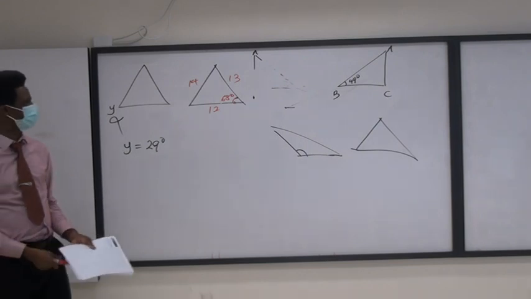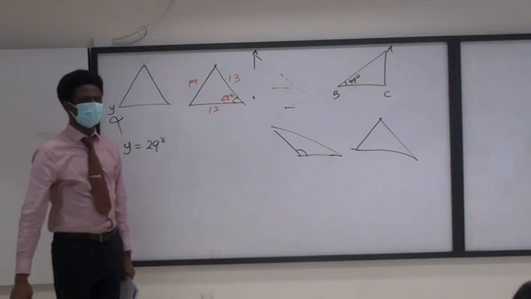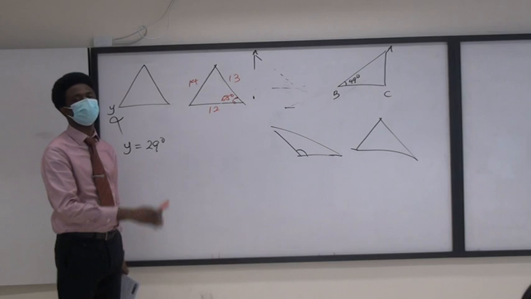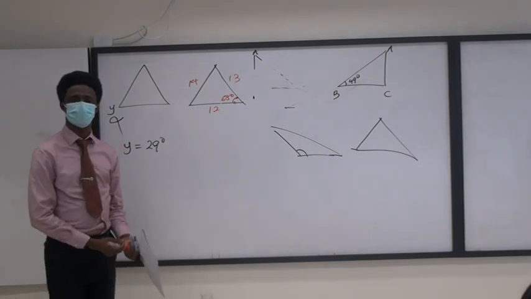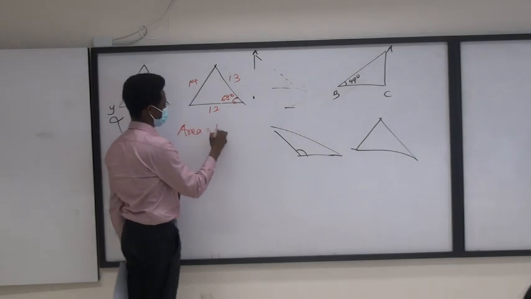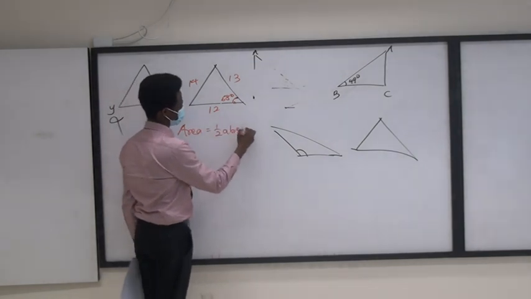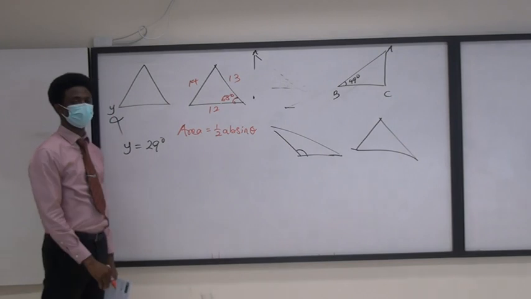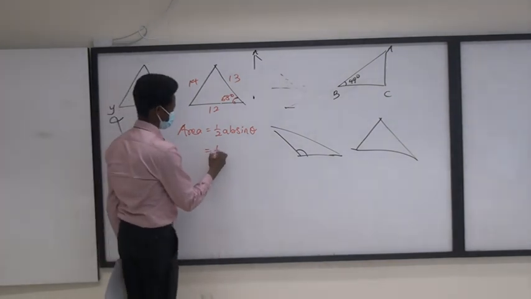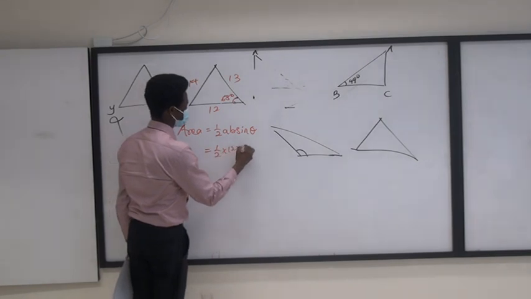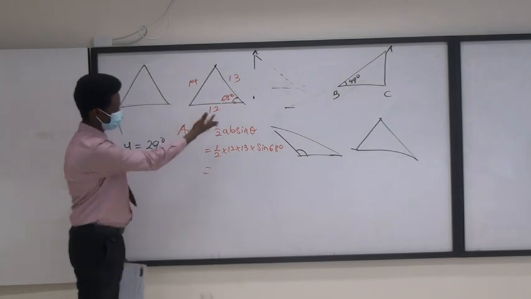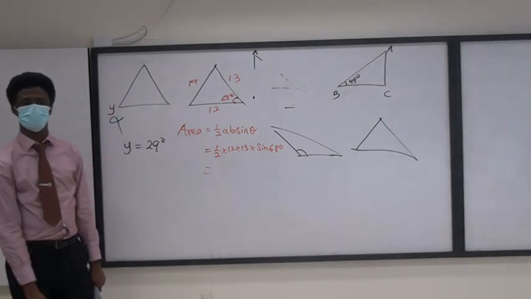In Heron's formula, you have to first find your S, then you have to substitute into some square roots, when you can just go directly into the trigonometric approach. Area is equal to half AB sine theta. What is your A and B this time around? 12 and 13. Half times 12 times 13 times sine 68. And the calculator does the rest. 1, 2, 3. 3 lines, you are done.